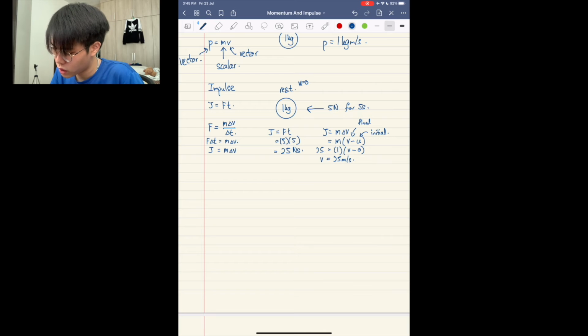Another example which is kind of important is where we have a wall and a ball.